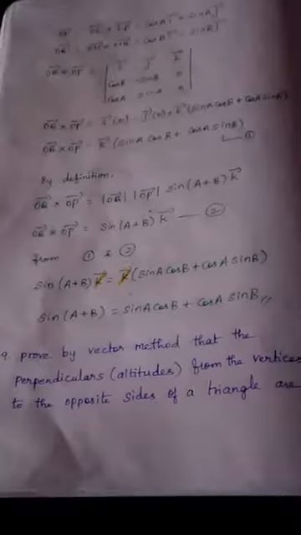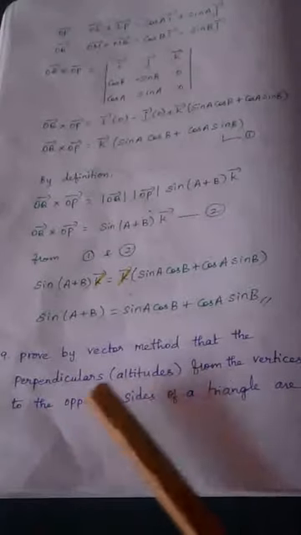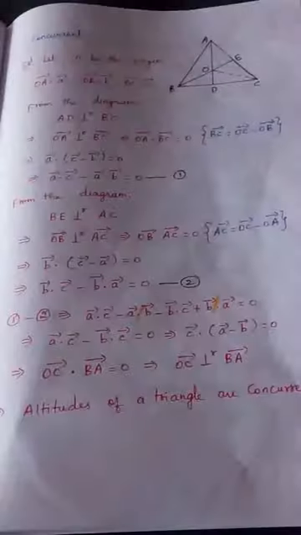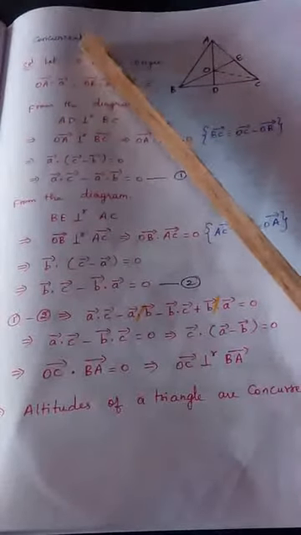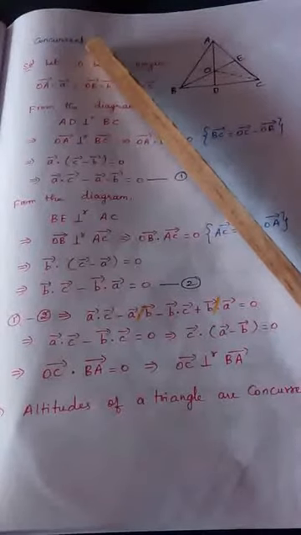Continuation video, problem number 9. Prove by vector method that the perpendiculars, or otherwise called as altitudes, from the vertices to the opposite sides of a triangle are concurrent. The question ends here. I'll read out the question once again.